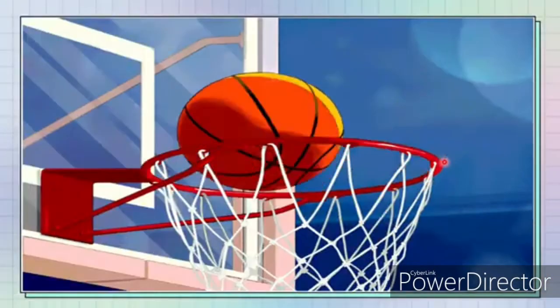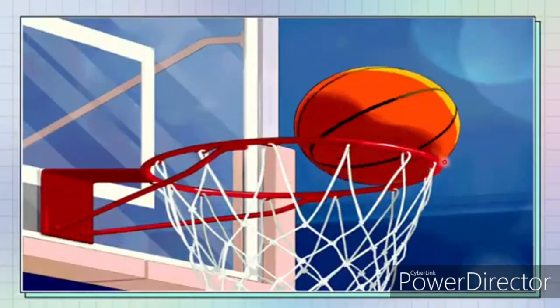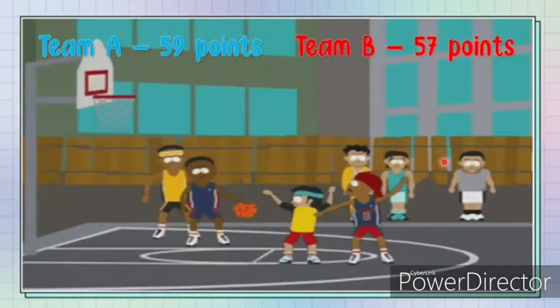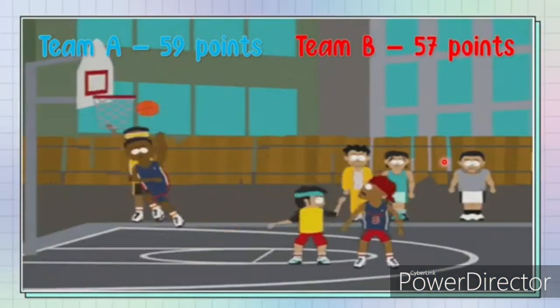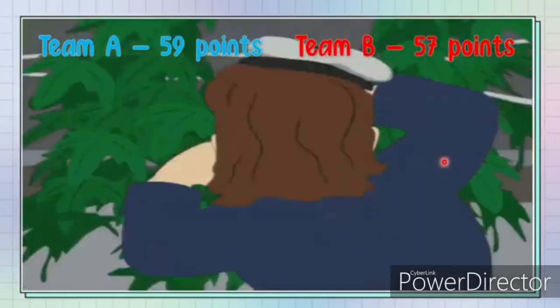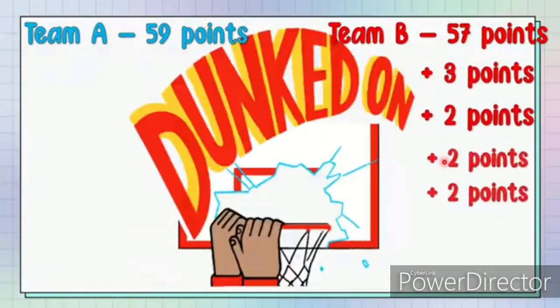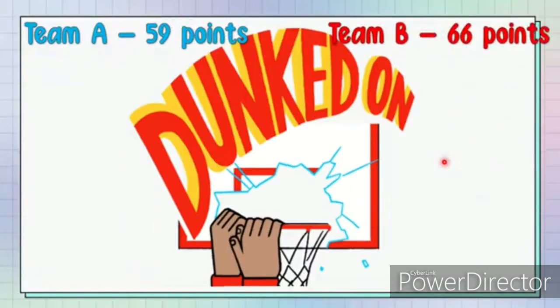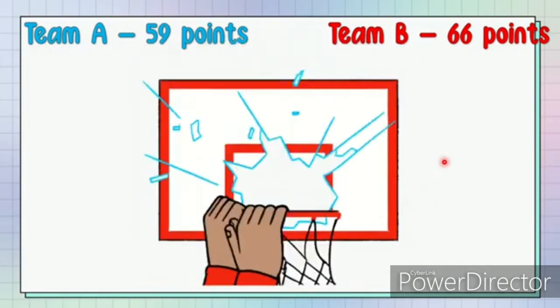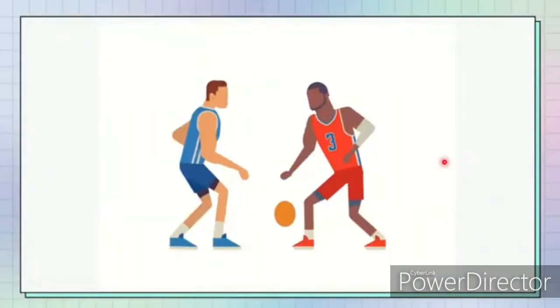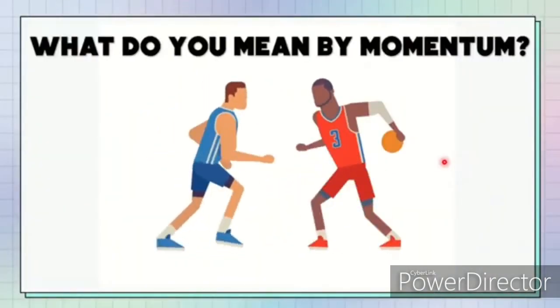One of the most common team sports is basketball. Imagine two teams who are involved in a really tight tournament quarterfinals. Team A has 2 points ahead of Team B. Later on in the match, a player from Team B scores a 3-point shot and followed by a series of 2-point shots. Team B couldn't stop their momentum. And what do you mean by momentum?